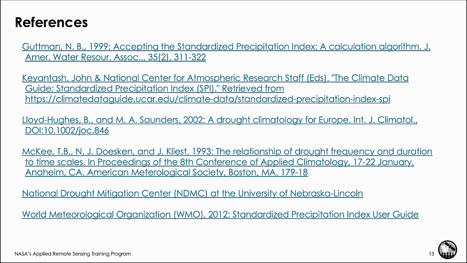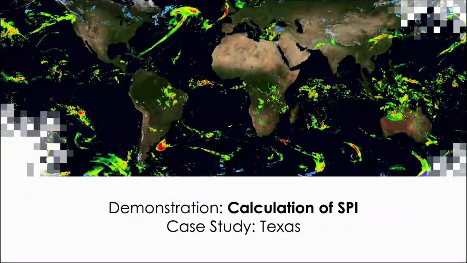For more detailed information on SPI, please refer to the references we've provided on this slide. For this demonstration, I will walk you through the process of bulk downloading IMERG precipitation data from NASA GES DISC, pre-processing IMERG data using the NetCDF operator, calculating SPI for the state of Texas using a Python script, and interpreting the results using Panoply and QGIS.